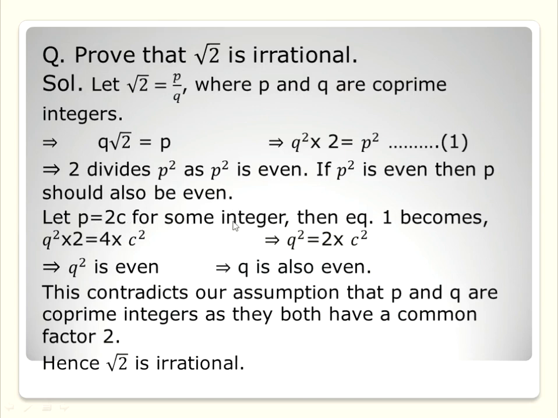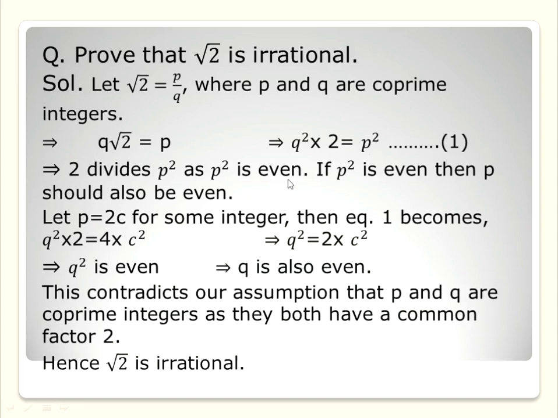Let p equal to 2c for some integer, then equation 1 becomes, here we put p equal to 2c in this place. So squaring 2c, we get 4c square. We divide 4 by 2, we get q square equal to 2 into c square. Similarly, from here we can see that q square is even because q square equals 2 into c square. So q square is even, this implies q is also even. This contradicts our assumption that p and q are co-prime integers as they both have a common factor 2.